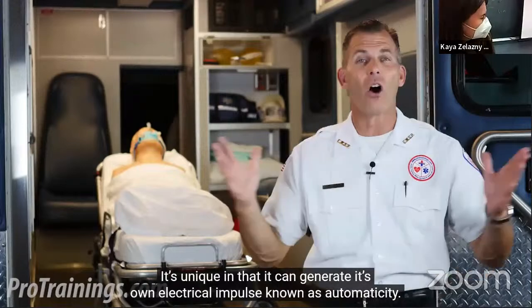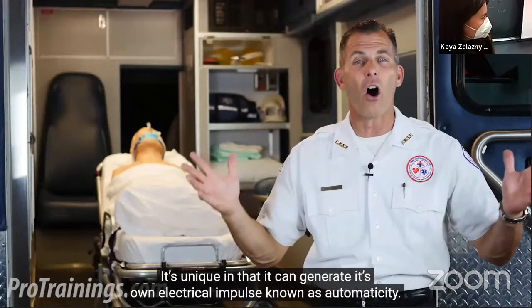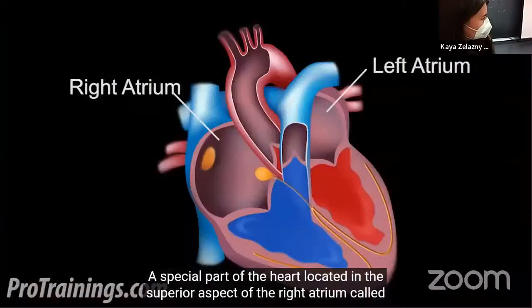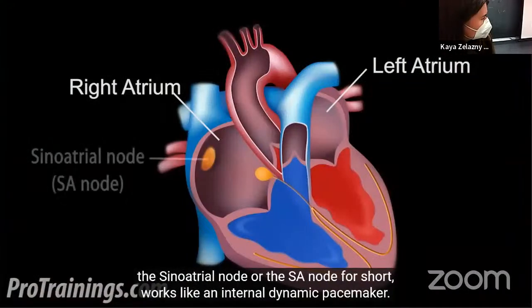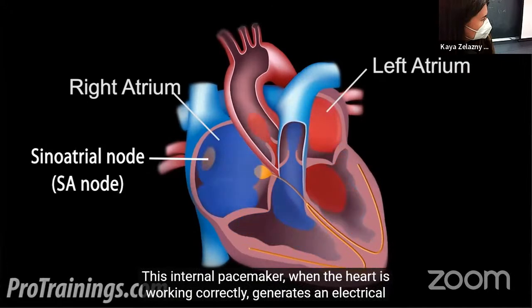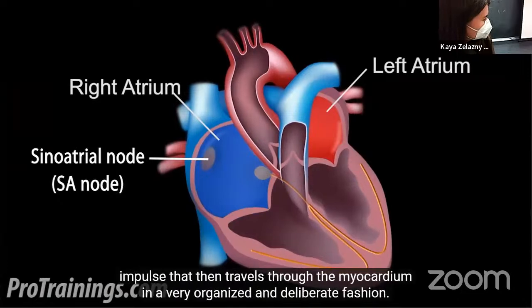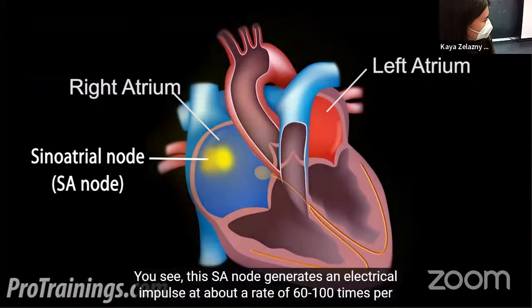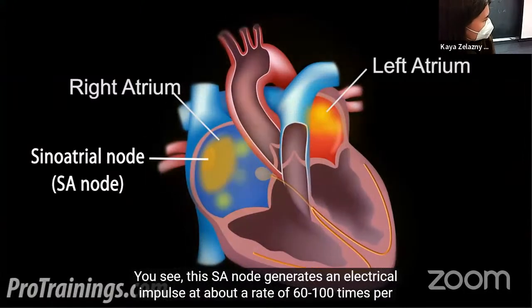A special part of the heart, located in the superior aspect of the right atrium, called the Sinoatrial Node, or the SA node for short, works like an internal dynamic pacemaker. This internal pacemaker, when the heart is working correctly, generates an electrical impulse that then travels through the myocardium in a very organized and deliberate fashion. You see, this SA node generates an electrical impulse at about a rate of 60 to 100 times per minute.